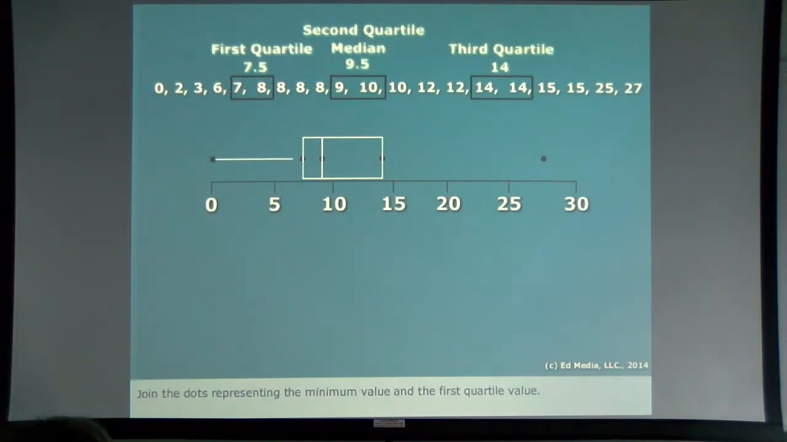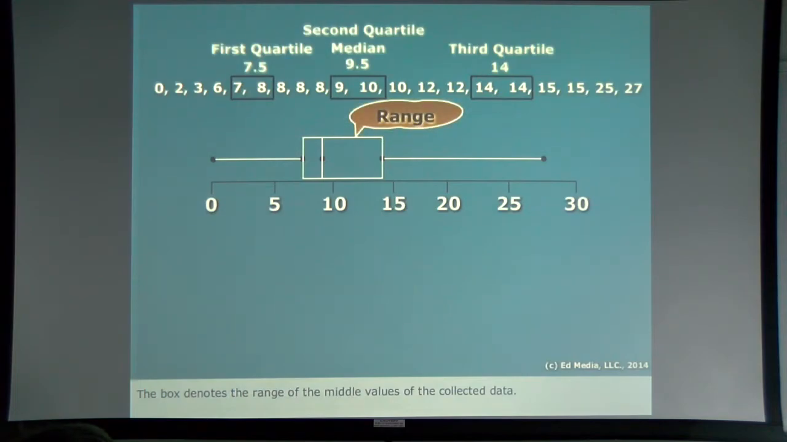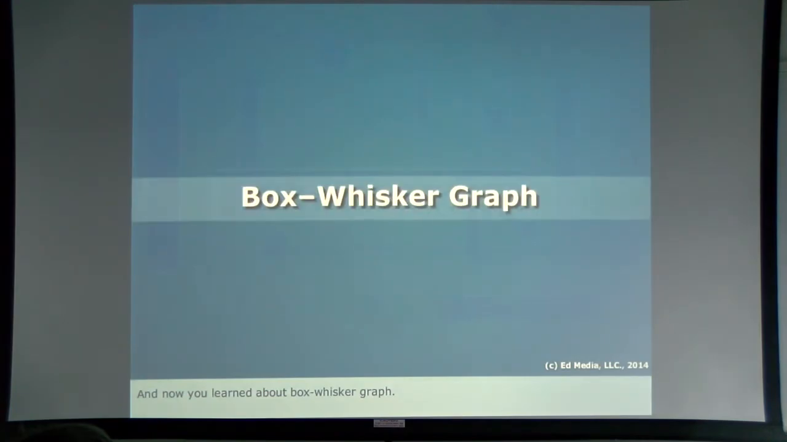Join the dots representing the minimum value and the first quartile value. Similarly, join the dots representing the third quartile value and the maximum value. The shortest line segment at the left explains that the data is more dense at the first half of the data. The box denotes the range of the middle values of the collected data. And now you've learned about box whisker graphs.